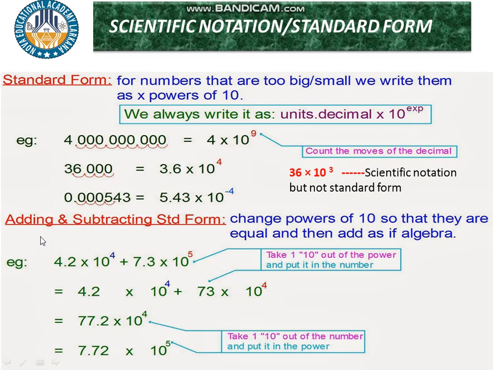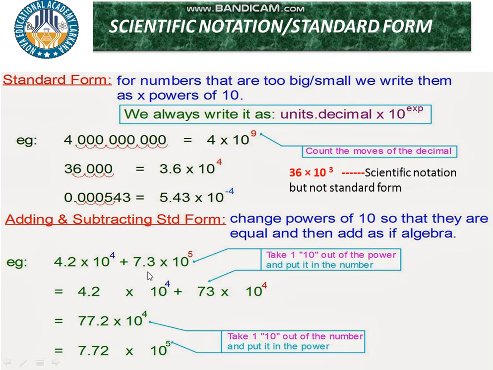Dear student, we have also another technique, addition and subtraction. Let's say 4.2 into 10 power 4 plus 7.3 into 10 power 5. Whenever this situation occurs, it means there are different powers. You cannot add 7.3 and 4.2 to get 11.5 into 10 power. This is a wrong method.